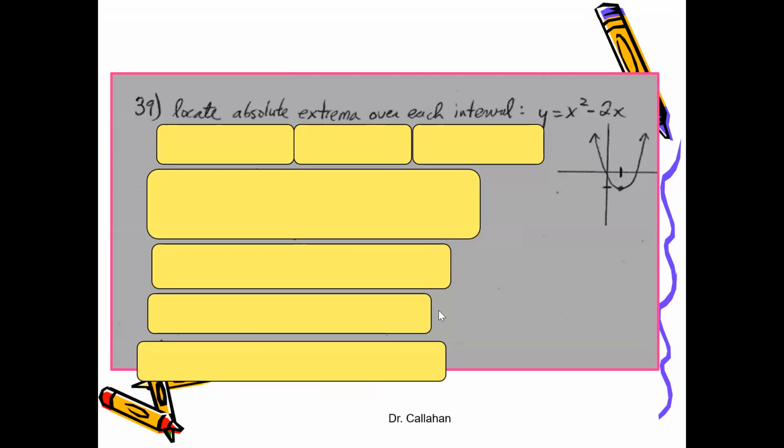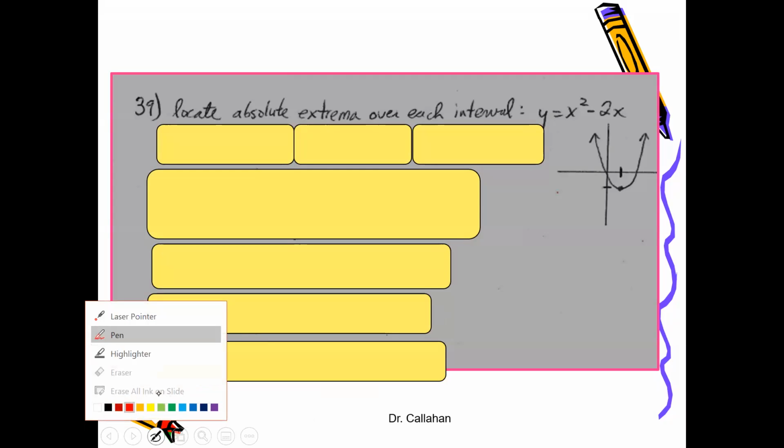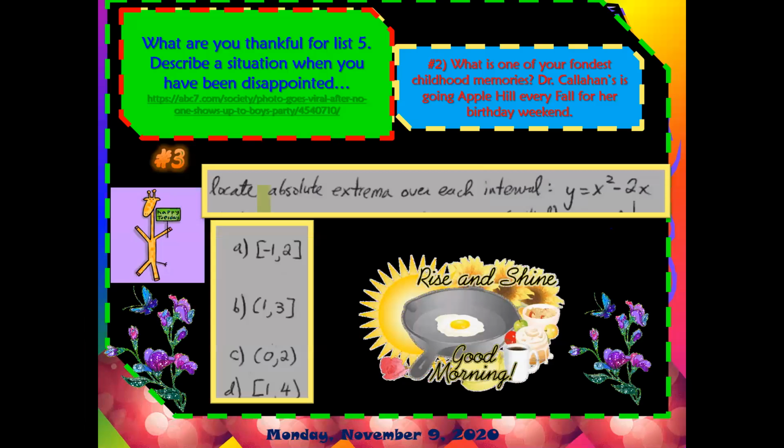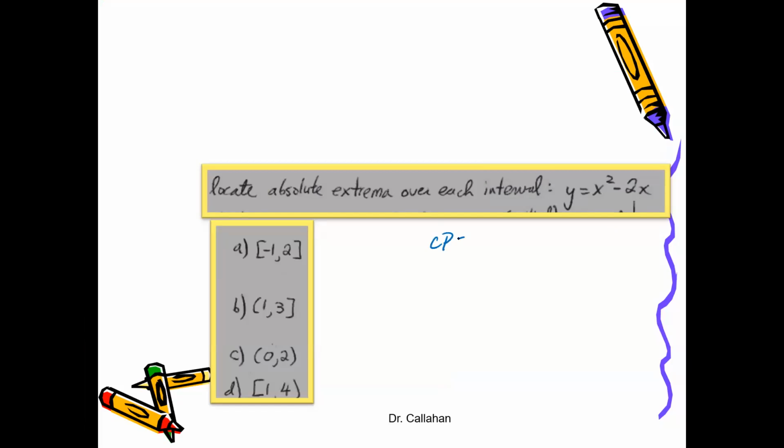All right, so looking at this right here, let's go ahead and find the critical point on this. In order to find a critical point, you have to find y prime set equal to 0. So y prime equals 2x minus 2 set equal to 0. X equals 1. That is your critical point. So your critical point is x equals 1.